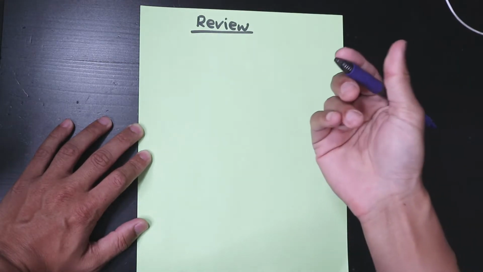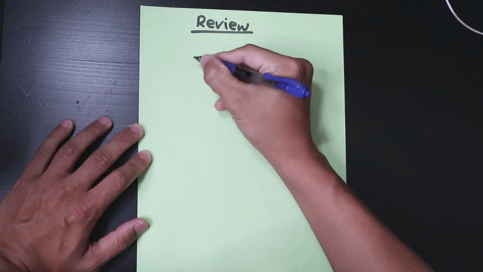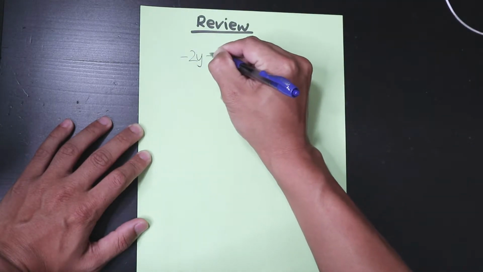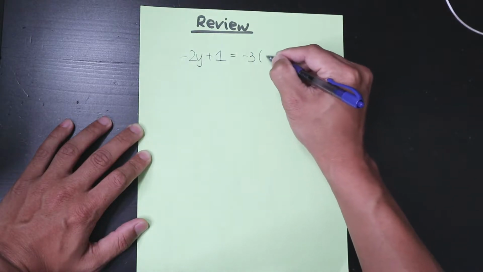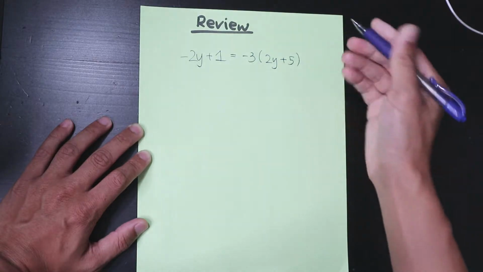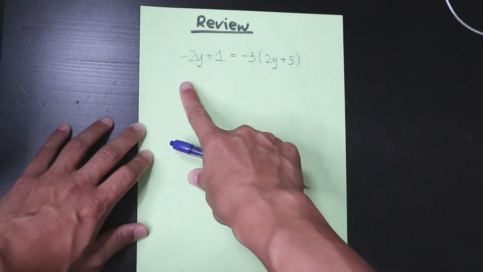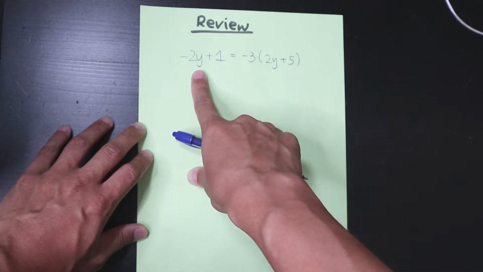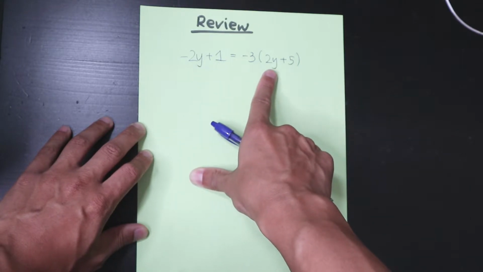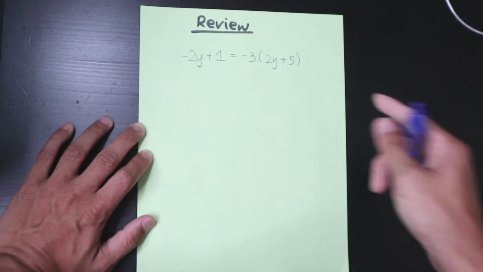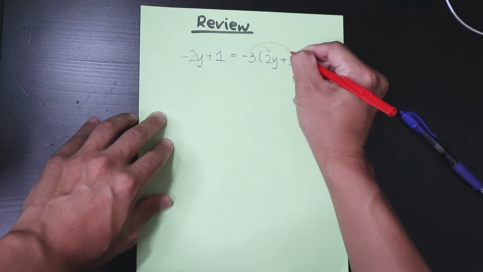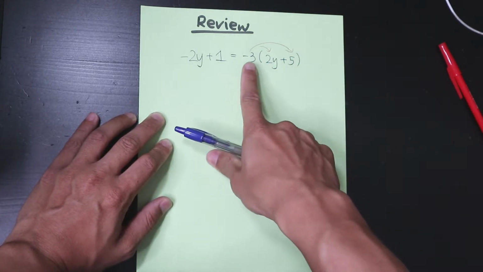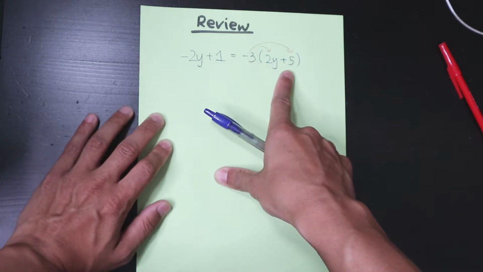For example, if you have something like negative 2y plus 1 is equal to negative 3 multiplied by the quantity of 2y plus 5. You notice that this equation has variable on the left of the equal sign and on the right of the equal sign. So step one is whenever you see a parentheses, I would use the distributive property to simplify the products between the negative 3 and 2y plus 5.